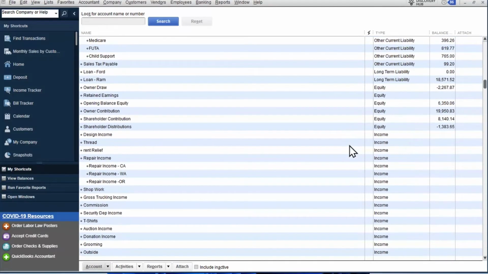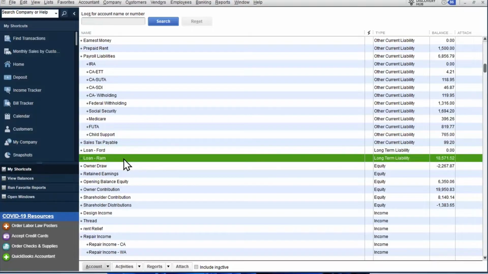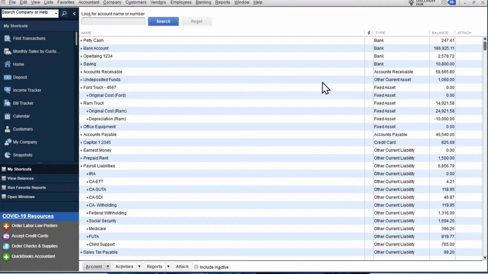And then down here, you'll see our loans are already set up. I set up a new loan for the Ford, which we'll be doing in a little bit. When I do the journal entry, we'll be adding it. And I set up the loan for the Ram here to reduce it, okay? So the old vehicle, the loan, if you have one, and the asset value should already be in your QuickBooks.